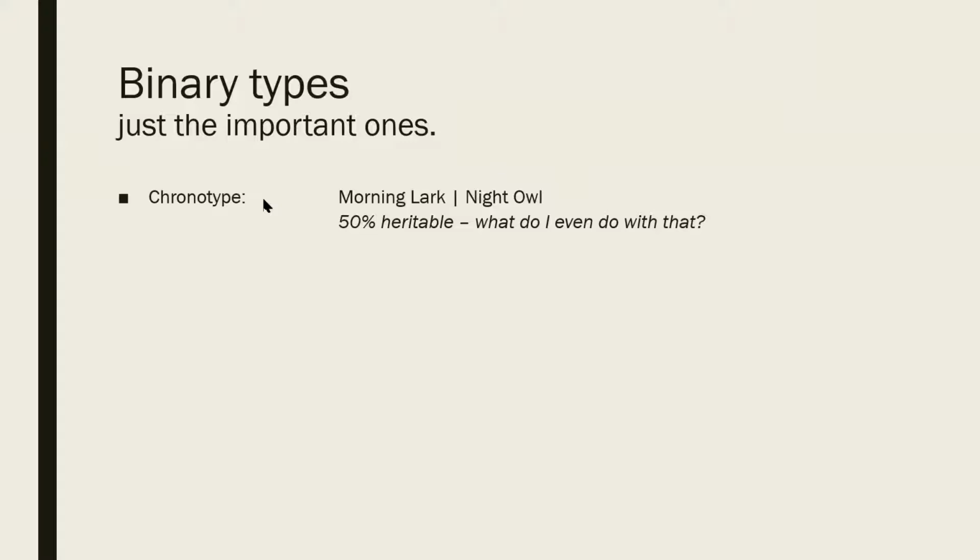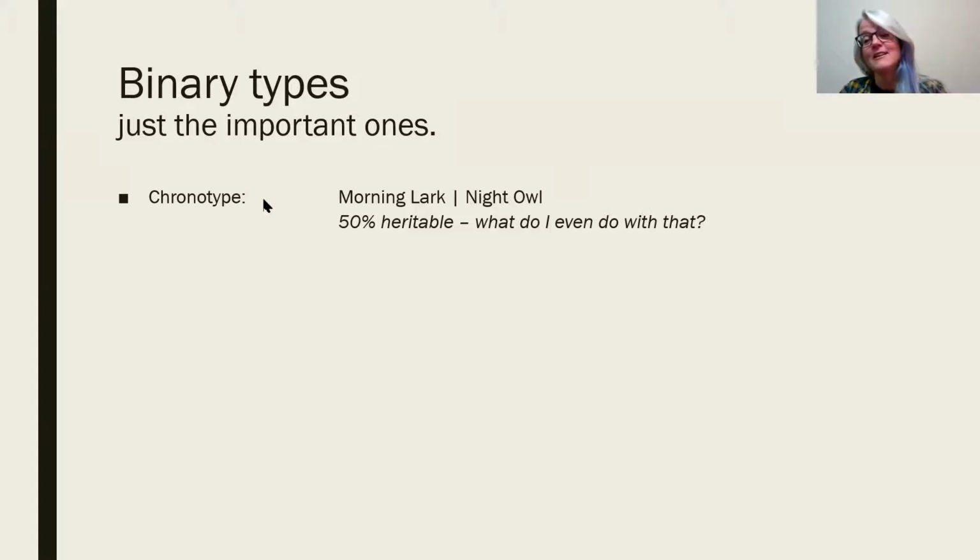So this is me. What I know about your chronotype is that it is 50% heritable. So 50% of it is in your genetic makeup. But then I'm like, what do I even do with that? That's only half. So then I can maybe mess around with the other half and try to change it. But no matter what, I got this other half that's working against me, right?